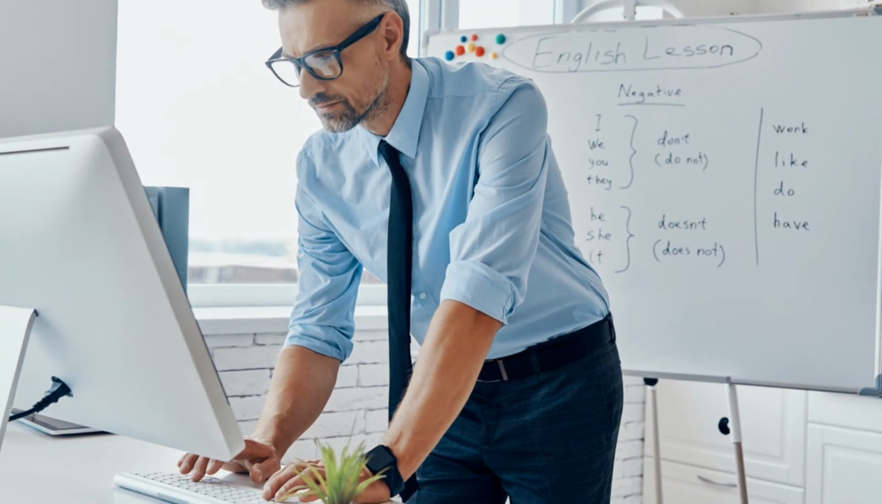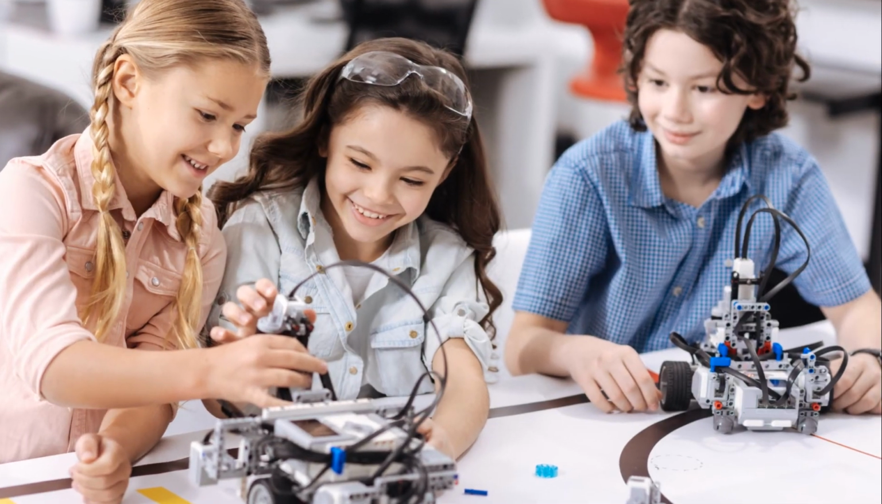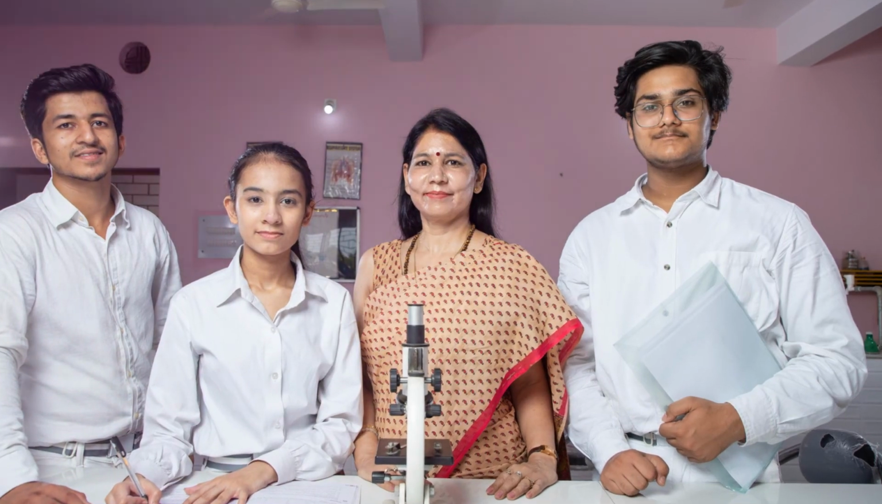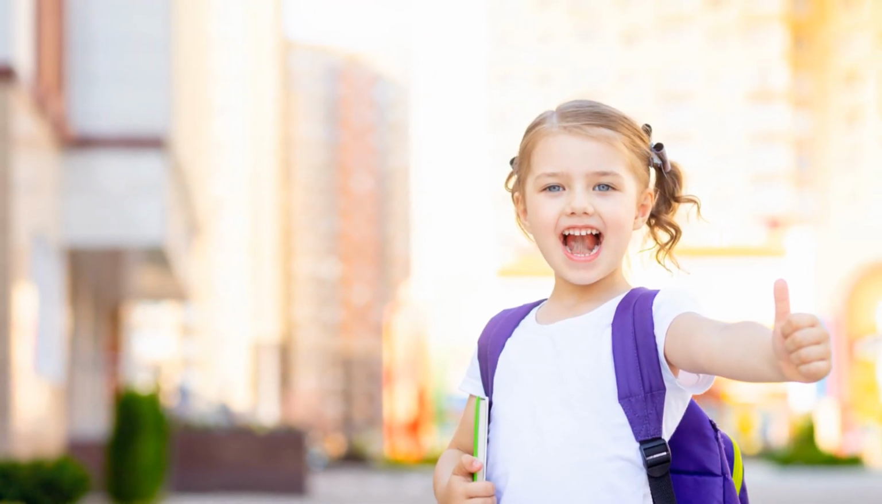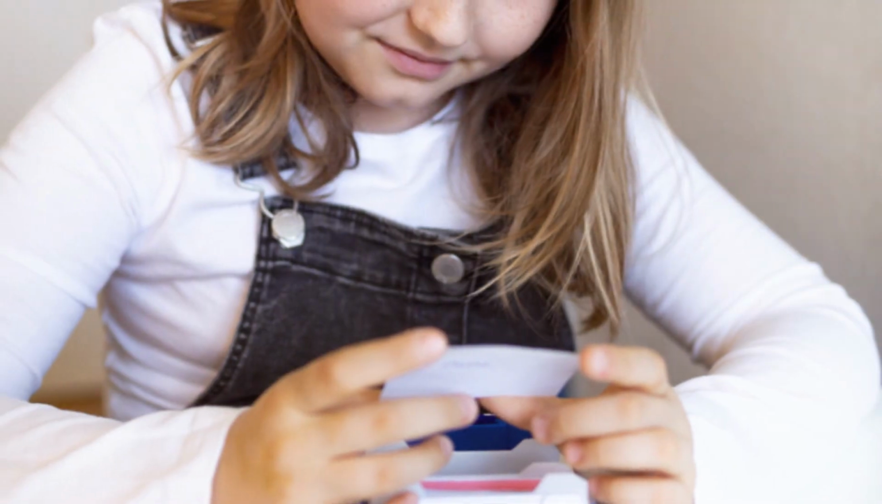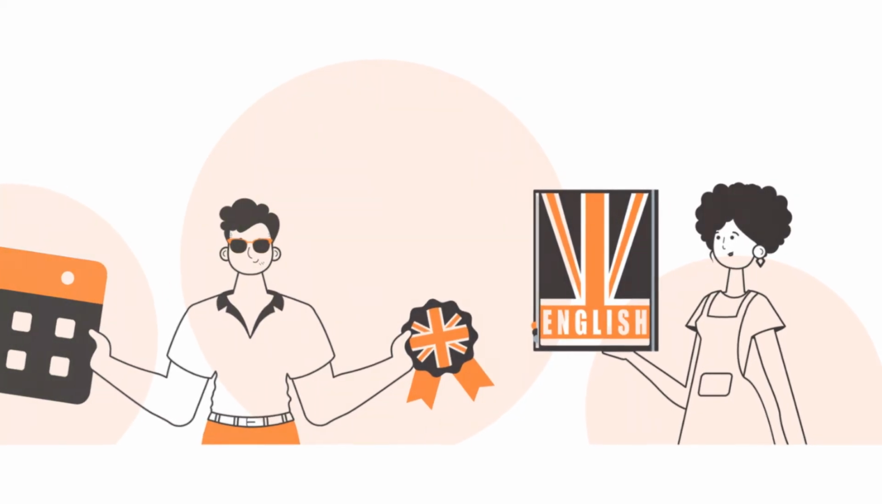So, try these out in your daily English conversations. Practice forming sentences with correct subject-verb agreement, using articles appropriately, and experimenting with different prepositions. The more you use them, the more comfortable you'll become, and the more natural your English will sound. With these tips in mind, you're well on your way to mastering English grammar. Keep practicing and you'll see progress in no time.